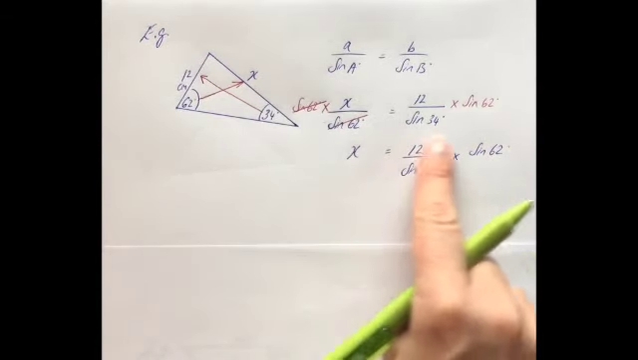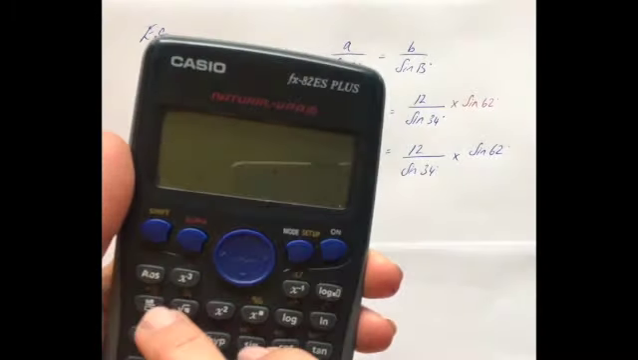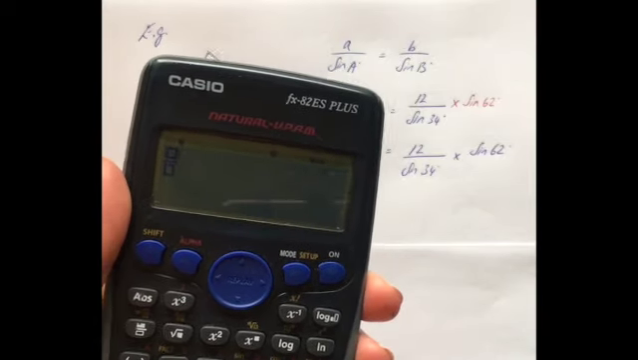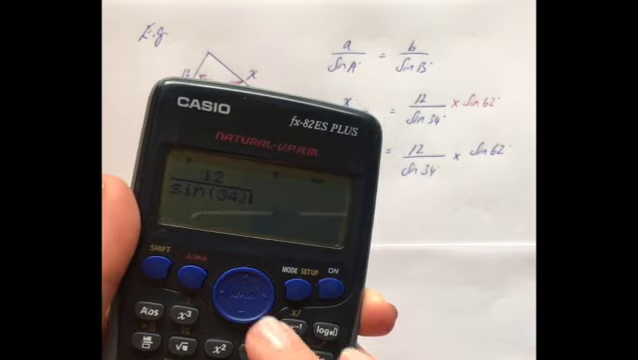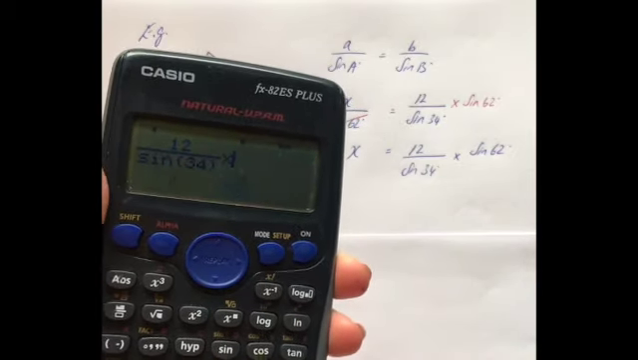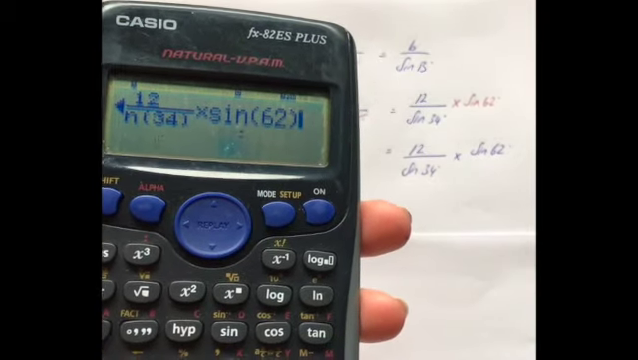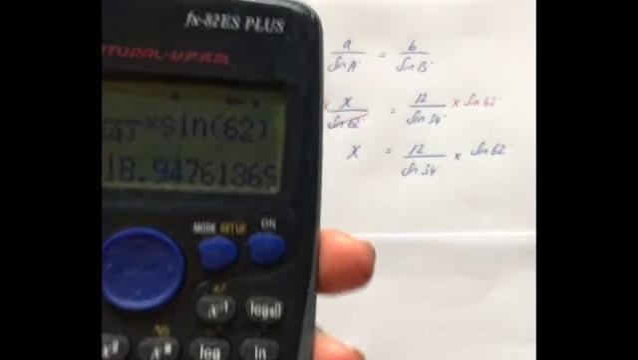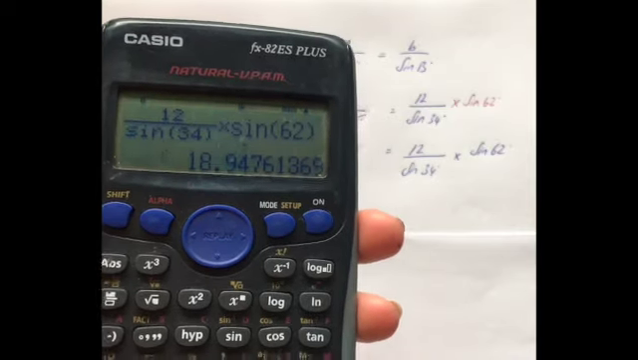And I'm going to put all of that into the calculator now. So let's take a look. Let's put up our fraction boxes. 12 on the top over sine 34, close the bracket, come over to the side with your arrow button, press times, and then I'm going to put in sine 62 and close the bracket. So I have it exactly as I have it written here, and press equals, and I'm getting 18.9476. Let's do 2 decimal places here.